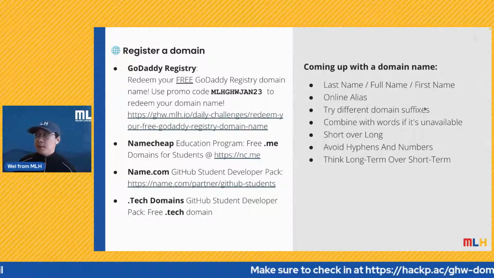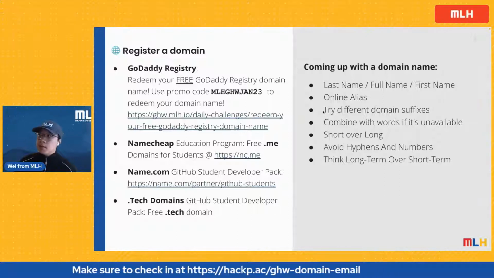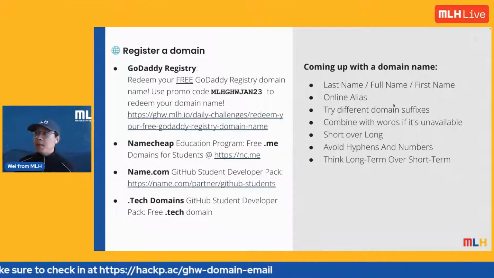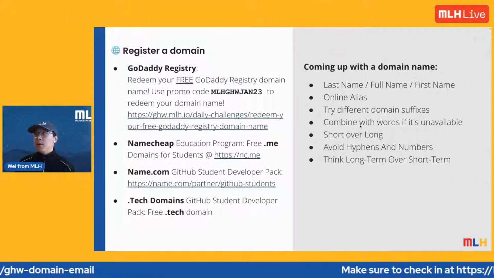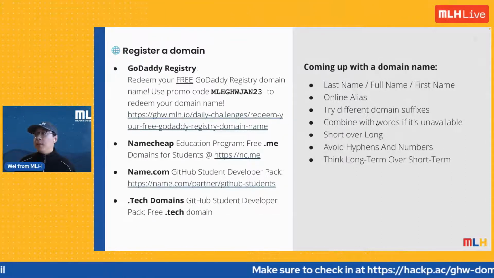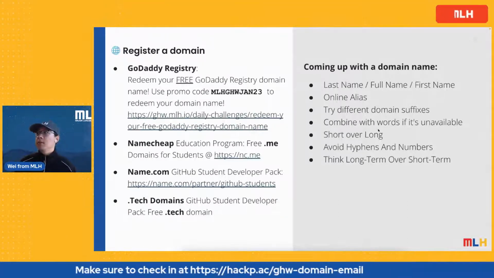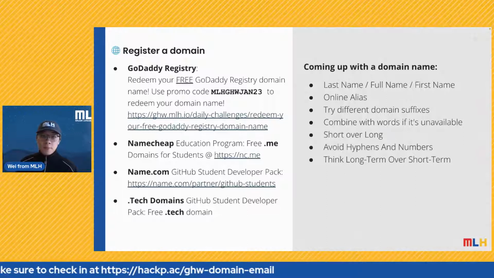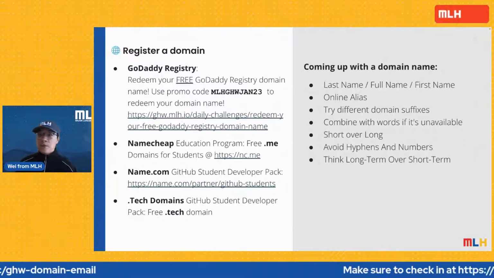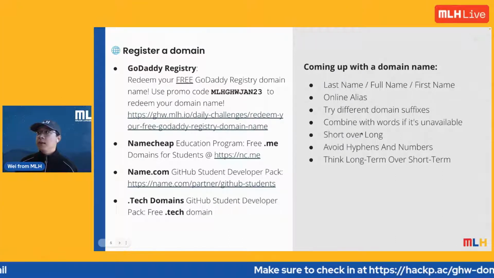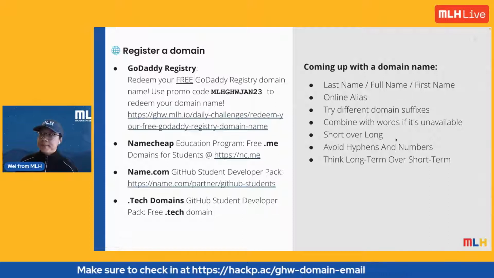Try different domain suffixes. Sometimes your name might not be available under .com, but it might be available under .me, for example. Combine words. My Twitch name is Waycodes, right? So you can combine it with some words. Short over long. The shorter the domain name, the better. It's easier to memorize and it's easier to type.